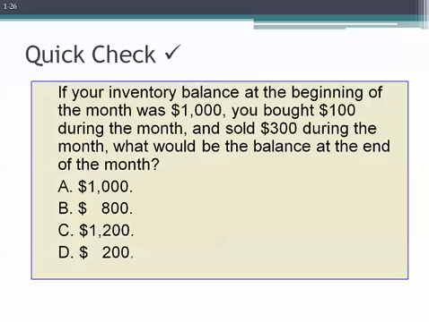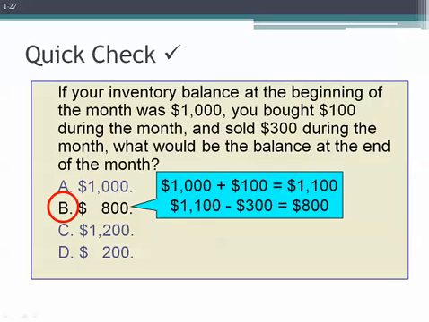If our beginning balance of inventory at the beginning of the month was $1,000 and we purchased $100 of inventory during the month and sold $300, what would our ending balance be? Our ending balance would be $800. We take our beginning balance of $1,000 plus purchases gives us $1,100. The $1,100 needs to be spread between ending inventory and anything we sold.